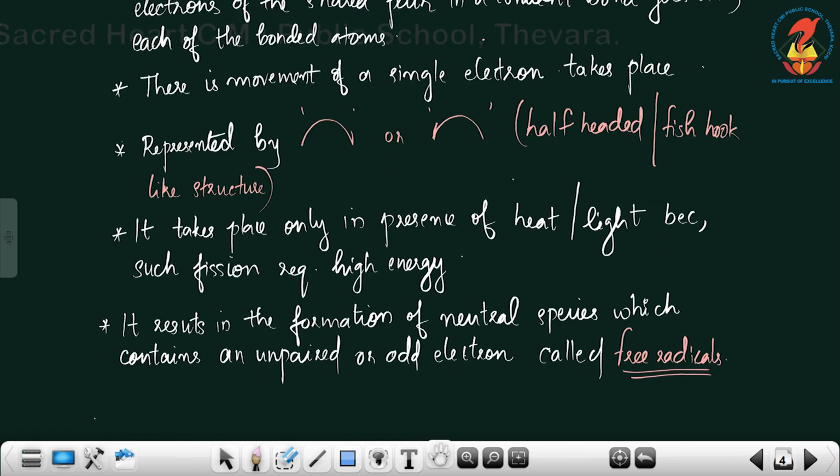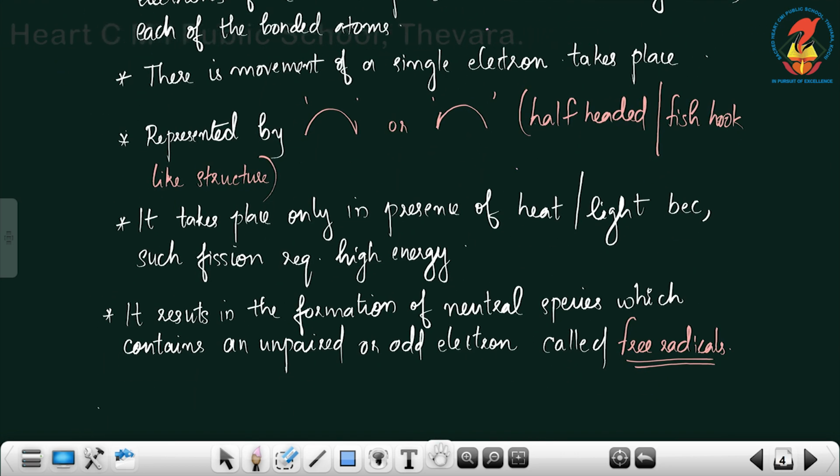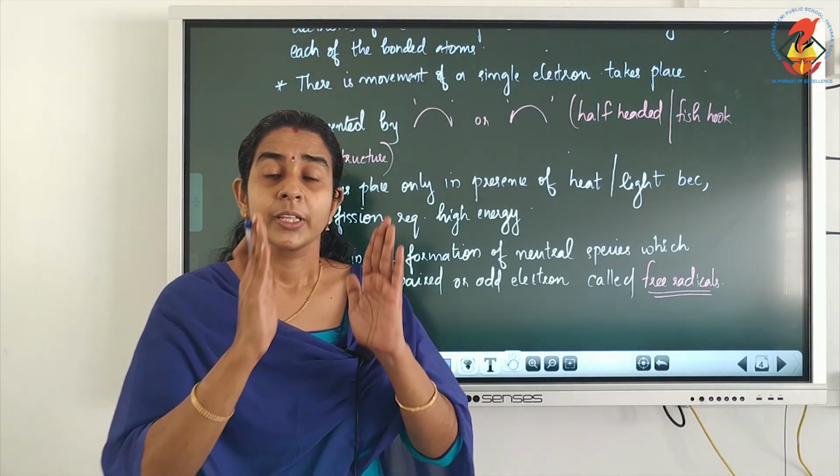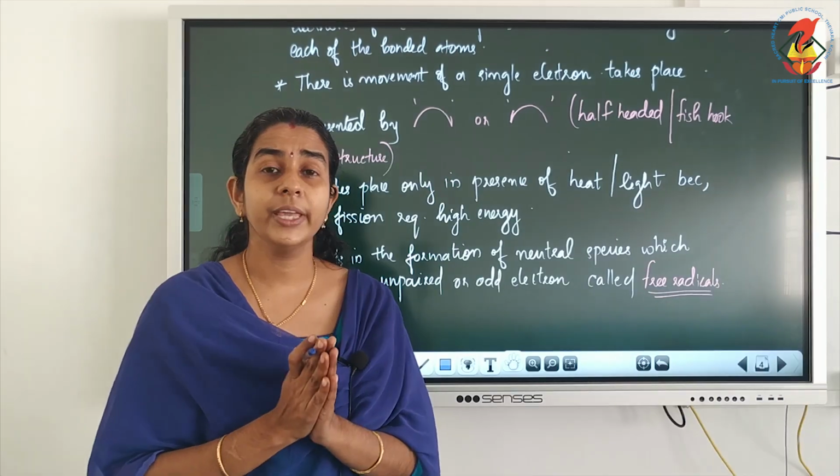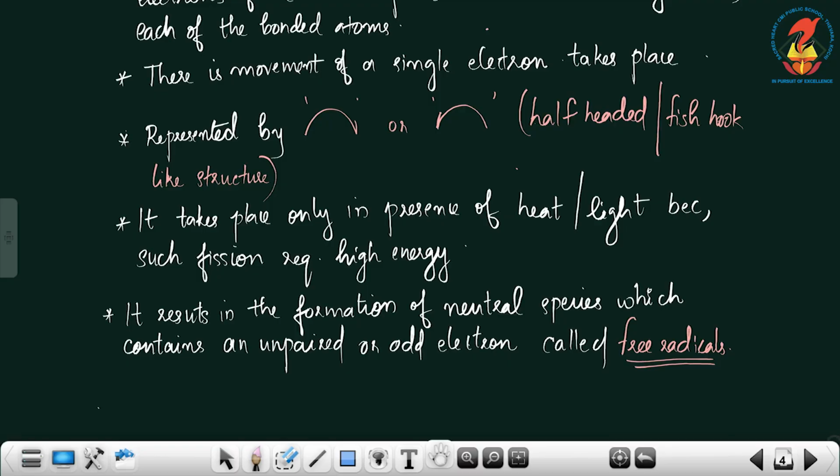It is represented by this half-headed or fish hook-like arrow, and it takes place only in the presence of heat or light, because such fission requires high energy. It results in the formation of neutral species which contain an unpaired or odd electron, and such species are known as free radicals.